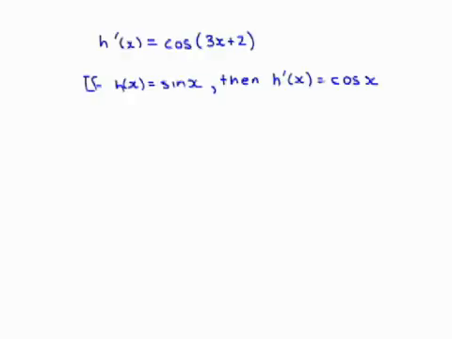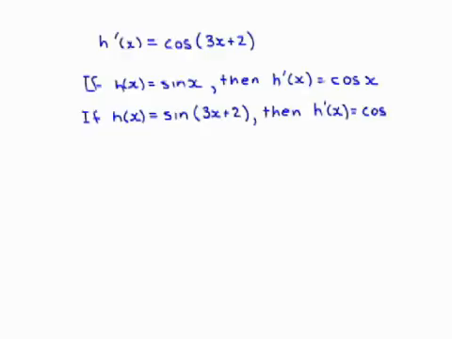So what can we do? Let's try changing the argument. The argument on our sine was x. Now we'll change it to 3x plus 2. So if h of x equaled sine of 3x plus 2, then its derivative, h prime of x, would be equal to cosine of 3x plus 2 times 3. I'm using my chain rule here because I have a linear function, 3x plus 2, embedded within my trigonometric function.